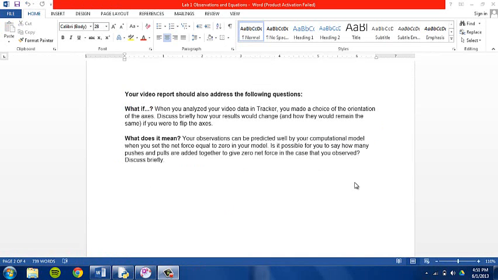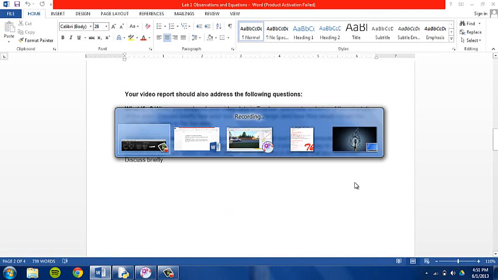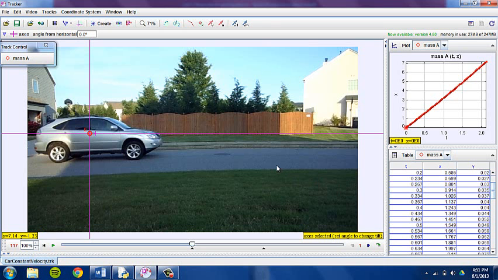Let's answer the questions related to the lab. The first one, what if? If the axis was changed, the car would be moving along the negative x direction rather than in the positive like it is now. The slope of the graph would also change. Rather than being up and to the right and positive, it'd be negative and could be going down and to the right.